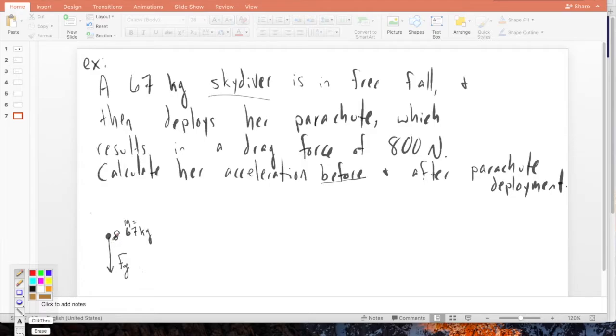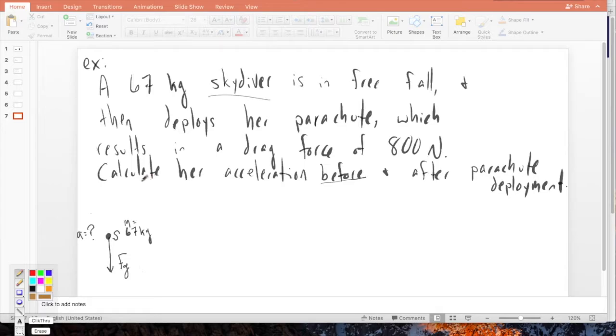And now I'm going to write down what I do not know. What is her acceleration going to be? So A equals question mark. That's what I'm trying to find. And then I'm going to think to myself, do I have any concept, any law, any equation, any tool in my science utility tool belt that can help me solve for that unknown? Anything that relates what I do know and what I don't know, so I can make an equation and solve? And the answer is yes.